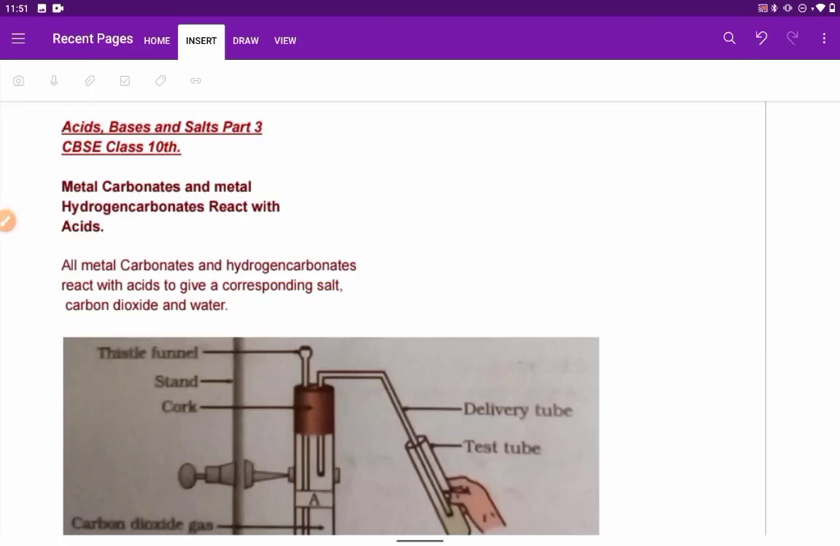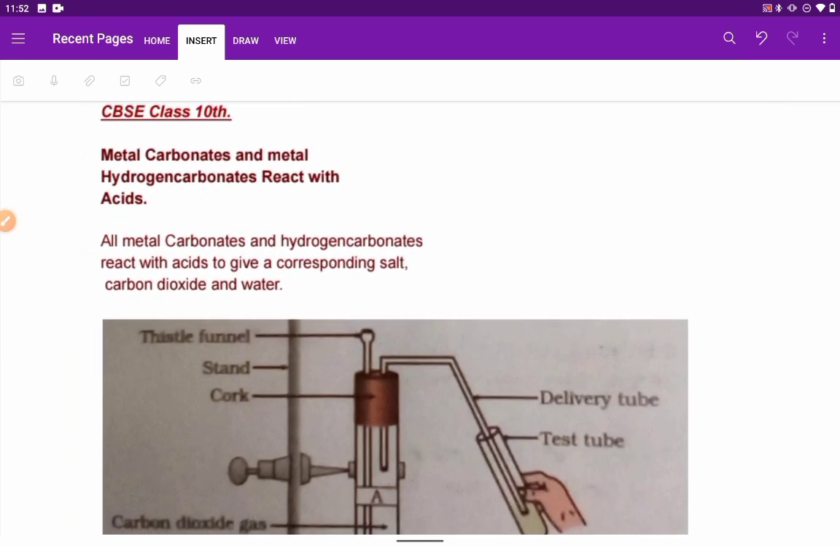Today we will deal with the topic acids, bases and salts. This is part 3 and this is from class 10th of CBSE. Today we will deal with the topic metal carbonates and metal hydrogen carbonates. When they react with acids, we will see what will happen.